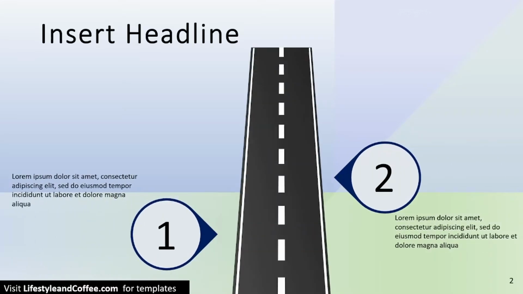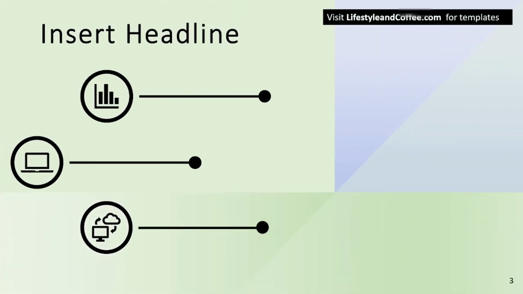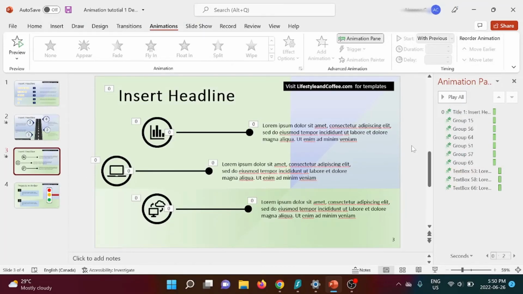Quick, 1, 2, 3, 4, exit, and then your headline has come, and obviously the text is black. So that's how you do entrance animations. Let's quickly do exit animations for these.